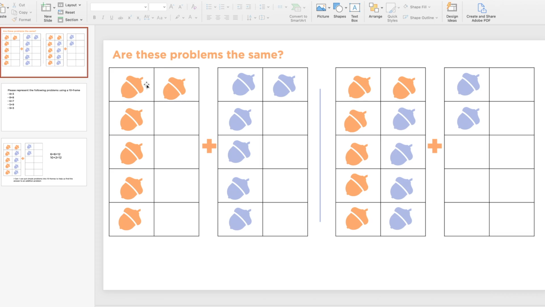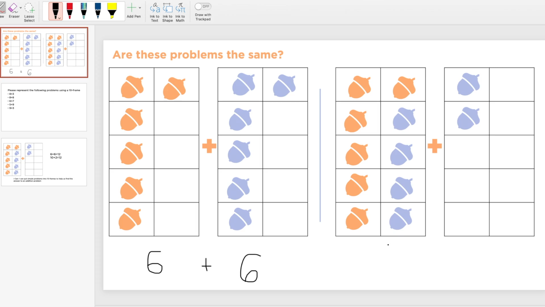So there's 1, 2, 3, 4, 5, 6 orange acorns, and then there's 1, 2, 3, 4, 5, 6 blue acorns. So that's 6 plus 6. And then over here, there are six orange and six blue acorns on the right as well. In table one, you said your wonder question was, are these two equations the same?